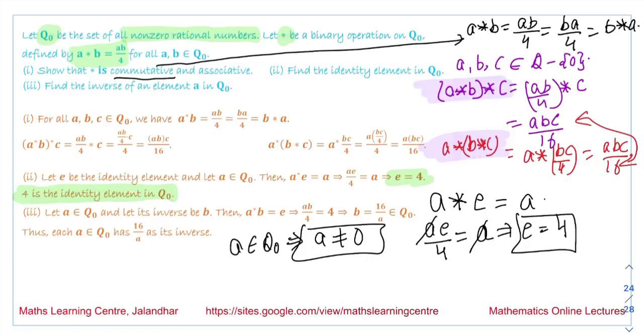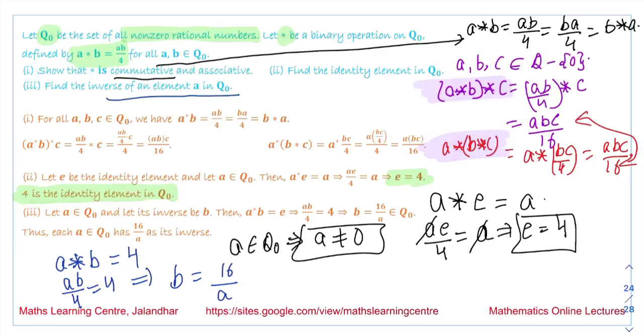The last part, we have to find the inverse of an element A in Q naught. Suppose we are saying the inverse is B, the answer should be equal to 4. A star B means it is AB by 4 is equal to 4. This implies the value of B is 16 by A. Clearly we have A is not equal to 0. It means this belongs to the set Q naught. So we are saying that each element A in Q naught has the inverse 16 by A.